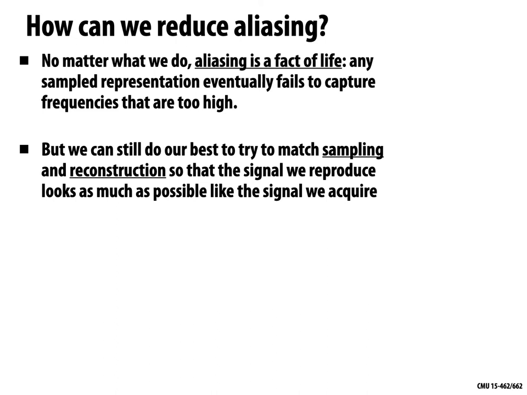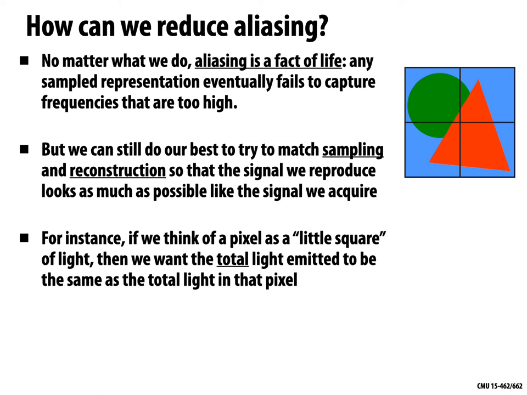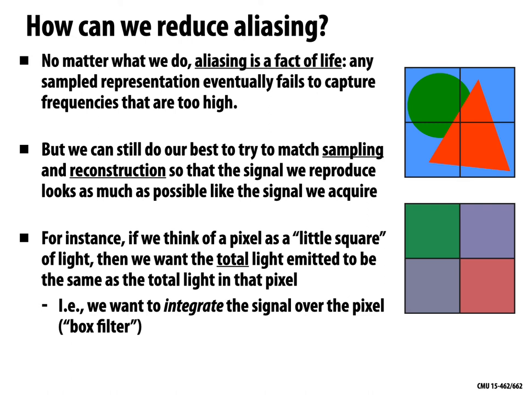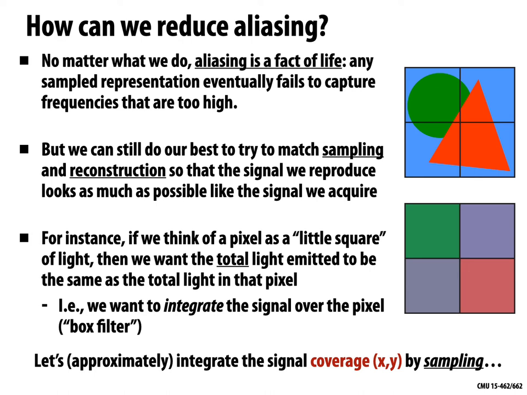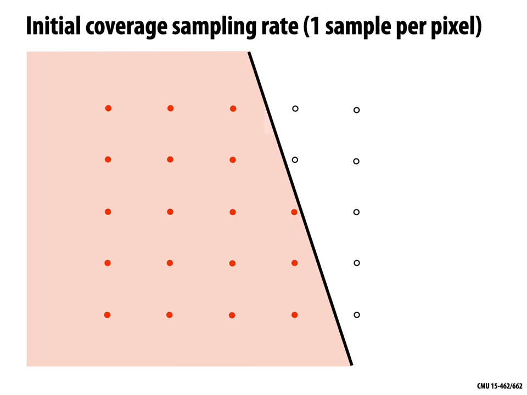So for instance, if we think of a pixel as a little square of light, then what we want is for the total light emitted from that pixel to be the same as the total light that we had in our original continuous signal. In other words, we want to integrate the input signal over the pixel to get the sample value. Okay? And we already said that's hard to do. It's hard to get that exact coverage value. So let's approximately integrate the coverage by sampling. Okay? So we come back to our coverage problem yet again.